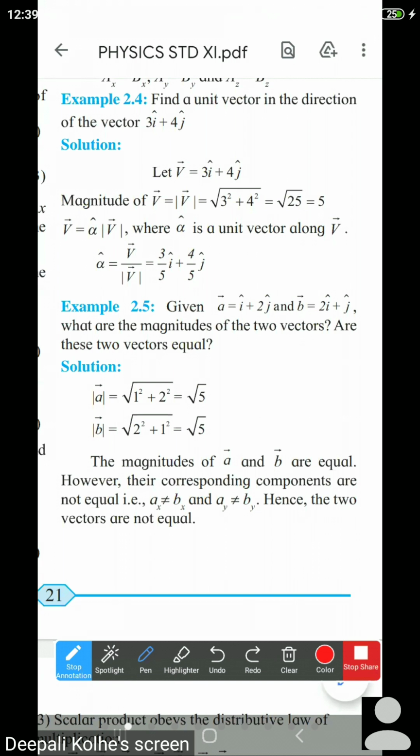Okay, next example. Again, two vectors are given. A bar is equal to i cap plus 2 j cap and B bar is equal to 2 i cap plus j cap. These are the two vectors given, A bar and B bar. We have to find out the magnitude of the two vectors. ये दो vectors की magnitude find out करनी है and explain करना है are these two vectors equal or not. ये दो वेक्टर इक्वल है कि नहीं ये बस बताना है.